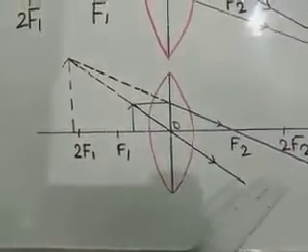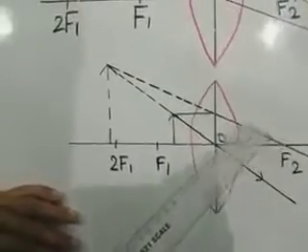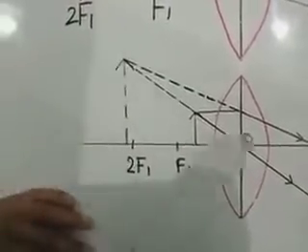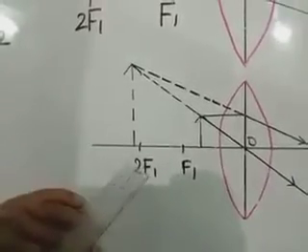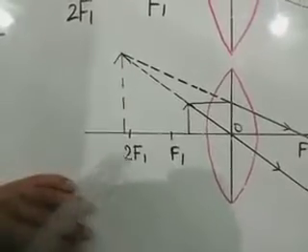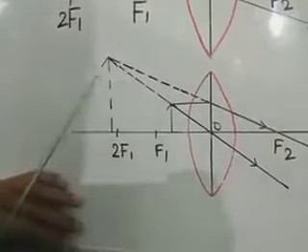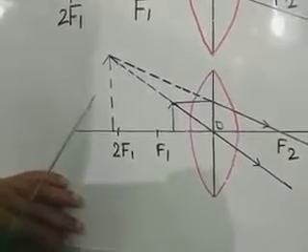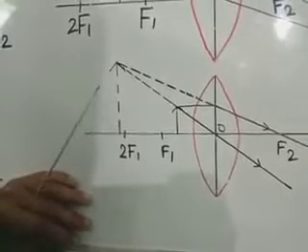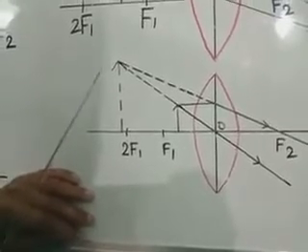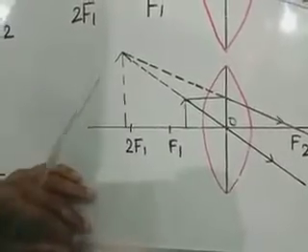So if we want them to meet virtually, we have to produce the lines in the opposite direction, and virtually they will meet there. The size of the image will be enlarged compared to the object, and that is the only case when the image will be virtual, and a virtual image is always erect. So in this case the image will be virtual, erect and magnified.